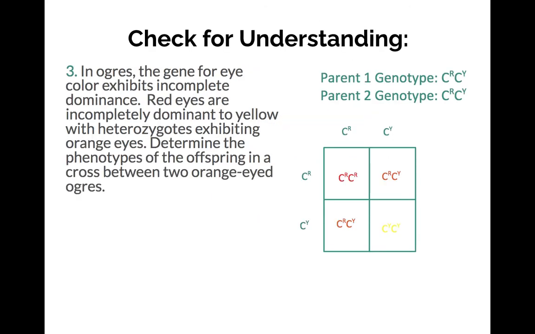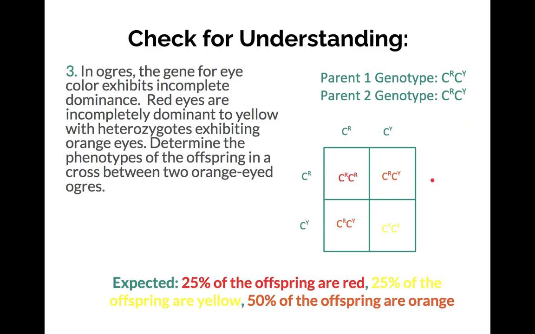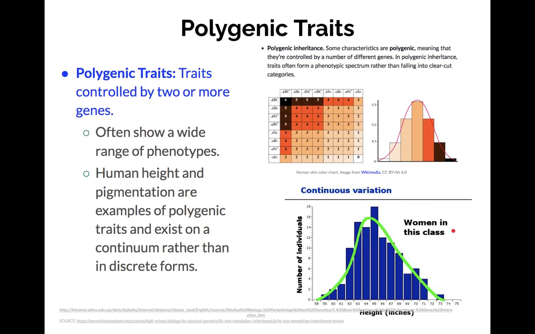So we do our cross, both of our heterozygous parents, and here would be our offspring. So we would get 25% red, 50% would be orange, again, because it's incomplete, they are both kind of blended together, and we'd have 25% that are yellow.